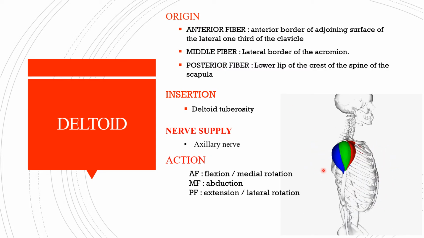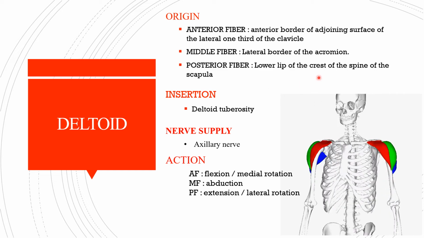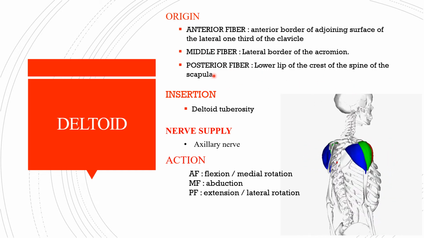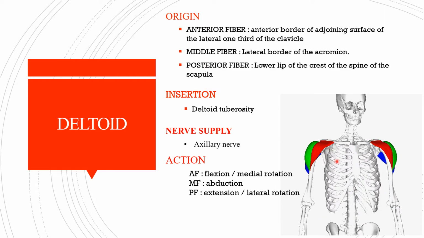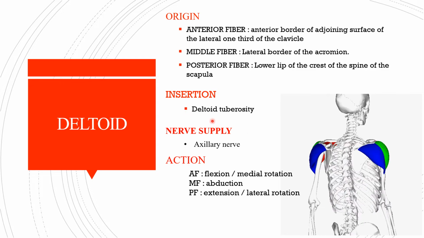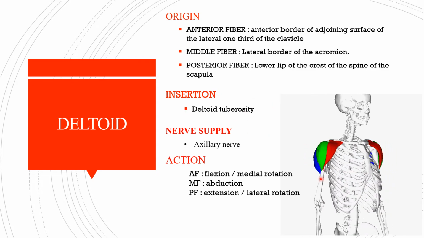For the posterior fiber, we can see here the spine of the scapula, the lower lip of the crest of the spine of the scapula. This is the origin of the posterior fiber of the deltoid muscle. All these fibers insert into the deltoid tuberosity. So we can say the insertion is the deltoid tuberosity of the humerus.